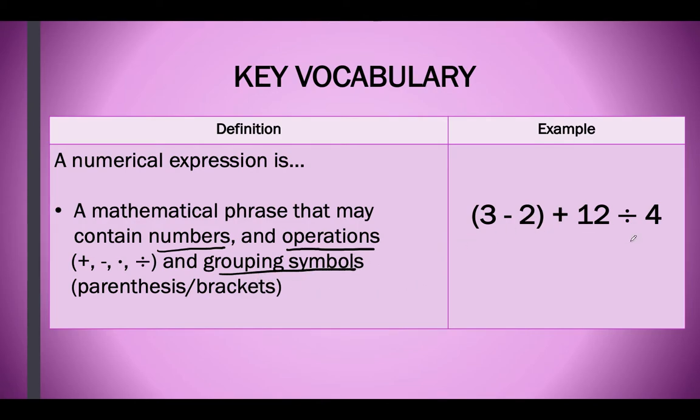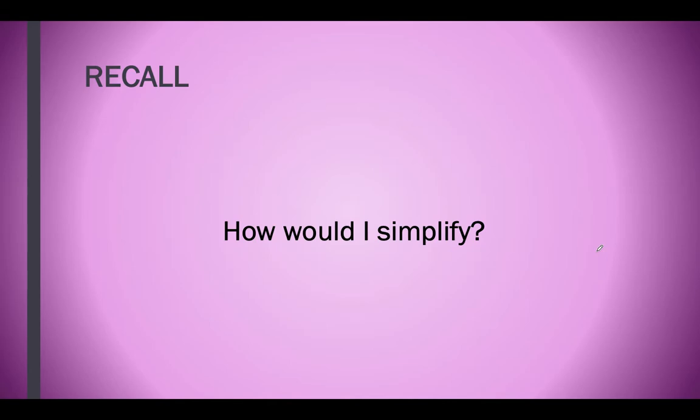Parentheses, if you look in the example over at the right, we know what parentheses look like, but in case you aren't familiar, a bracket is just a squared off version of parentheses, but they function the same way. What do you do when you see a numerical expression? If you're asked to simplify it, how do you do that?